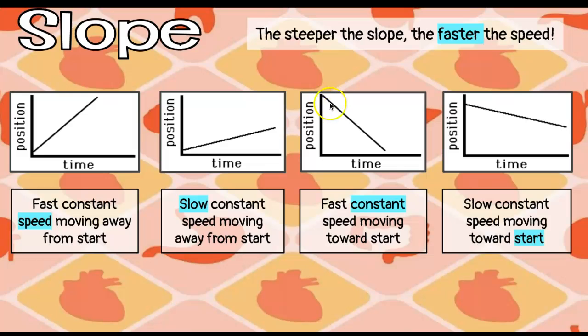Same for this situation. It's fast. It's a steep line, but you're going back to the start. And then same for this one, except it's not as steep. It definitely takes a lot longer to get back down. So this is moving at a slower constant speed.